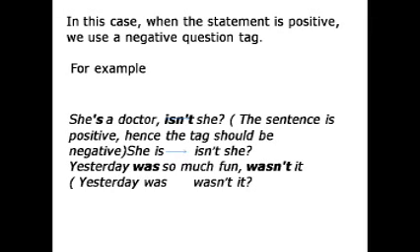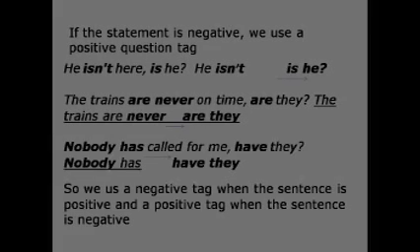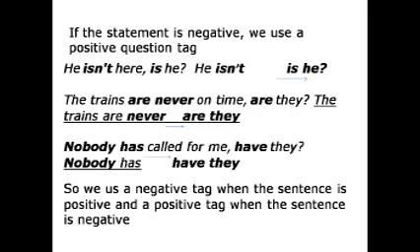So it is a positive sentence, and therefore the question tag will be negative. Wasn't it? If the statement is negative, we use a positive question tag. He isn't here, is he? He isn't is a negative sentence, and therefore the question tag will be in the positive.